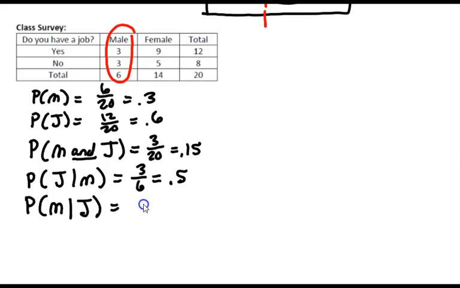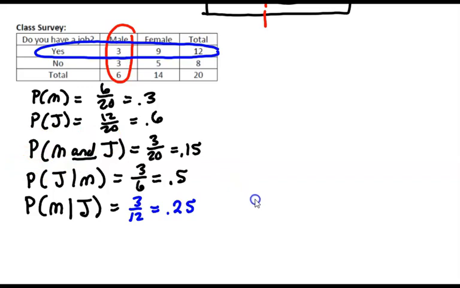Now what's the probability that you're male given that you have a job? So now we're going to look at only the people with jobs. And we're saying out of all the people that have jobs, the 12, what's the probability that you're male? So that's a 3 out of 12, or 0.25, 25%. So 25% of the people who have jobs in the class are males. Half of the males have jobs, okay? This is a different question we're asking.